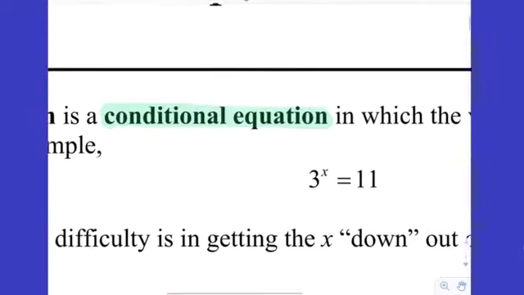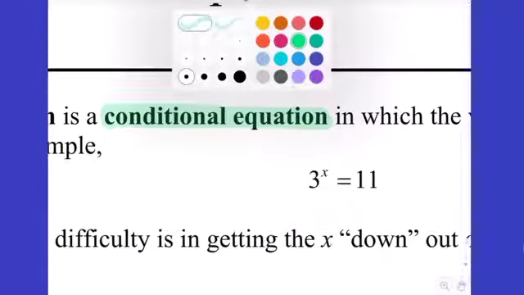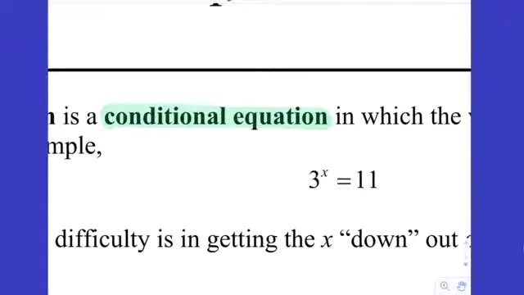These are called conditional equations. And when you're tasked with a conditional equation task, it's usually to find the conditions in which the equation is true. Or, in other words, solve for the indicated variable. So that's what we're going to do.